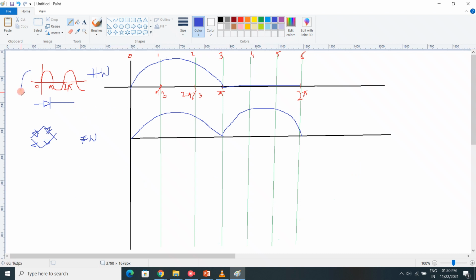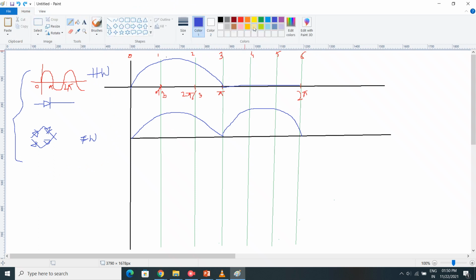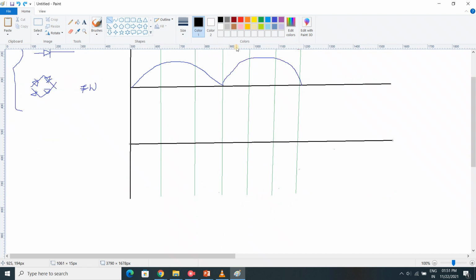Now these two were of single phase. Now comes the picture of 3 phase. If I talk about 3 phase, then how many rectifiers will we need? 3 rectifiers, because in 3 phase, for each phase we will have one rectifier each.